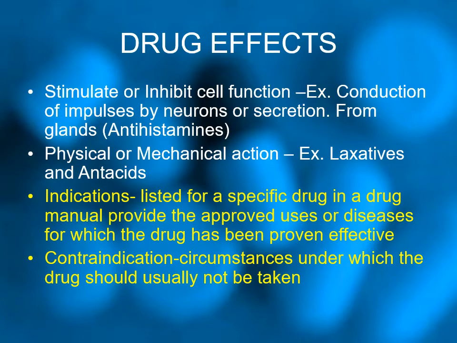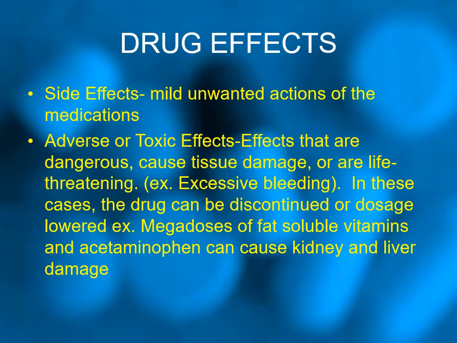Side effects are mild unwanted actions of the medications, like chemotherapeutic drugs causing nausea, vomiting, or alopecia, which means hair loss. Adverse or toxic effects are effects that are dangerous because they can cause tissue damage, or they can be life-threatening, like causing excessive bleeding. Coumadin is one of these that can result in excessive bleeding if given in excessive amounts, and it does have a very narrow therapeutic range. In these cases, the drug can be discontinued or the dosage can be lowered.